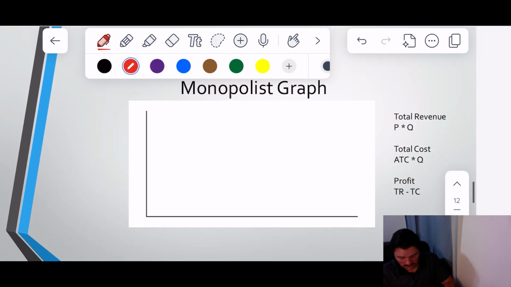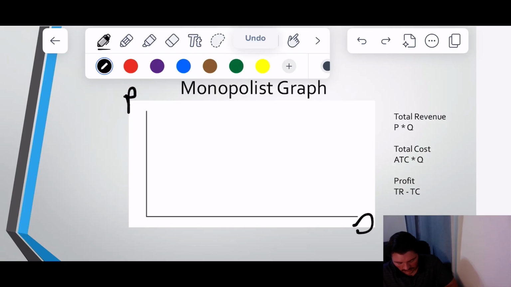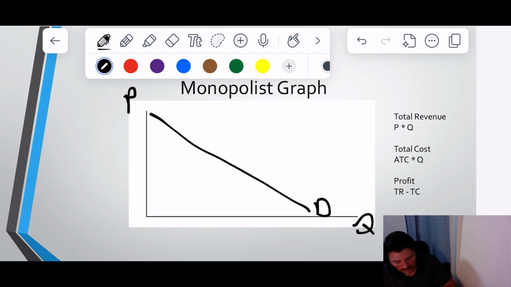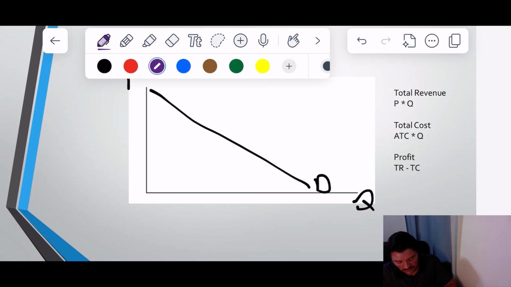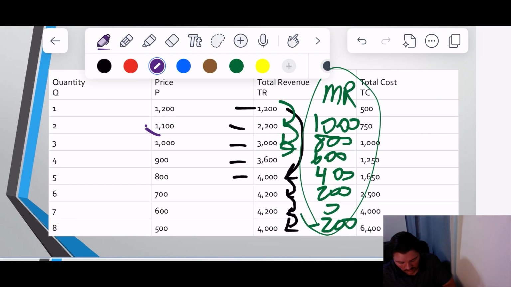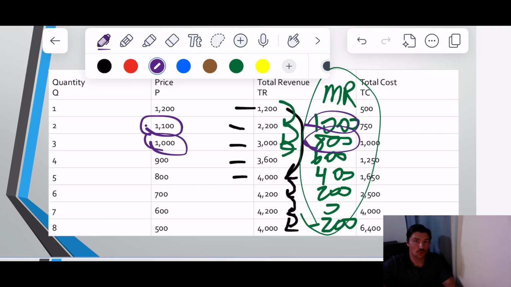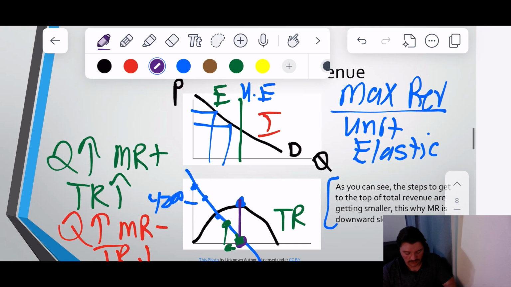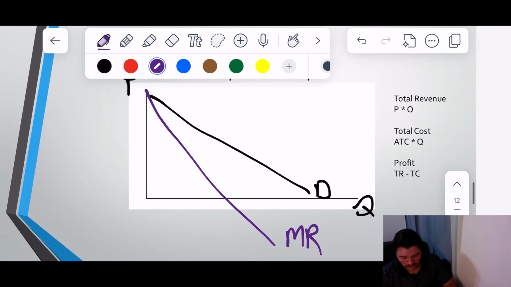So here's what a graph for a monopolist would look like. You have your price, you have your quantity, and they have the entire demand curve from the market. And then because the monopolist is the firm, we can start to put in the firm's information, such as the marginal revenue. Now the marginal revenue is going to look like this, a downward sloping line below price. And if you're wondering why below price, let's take a look. See how we have 1,100 and 1,000, 1,000 and 800? Your price is always more than the marginal revenue. So therefore, we're going to put the marginal revenue curve below the price.